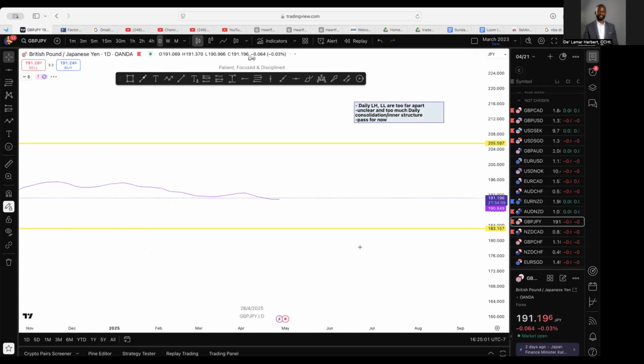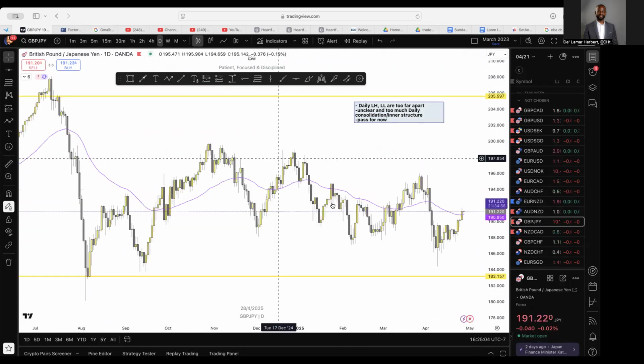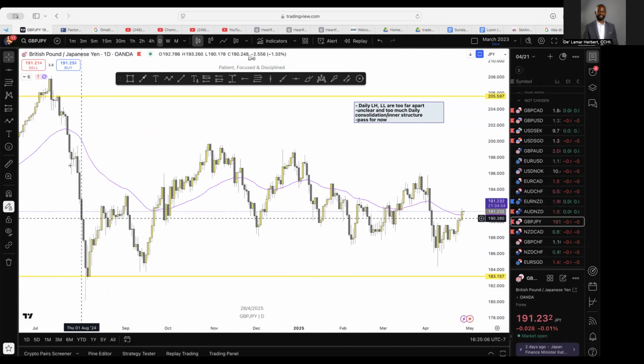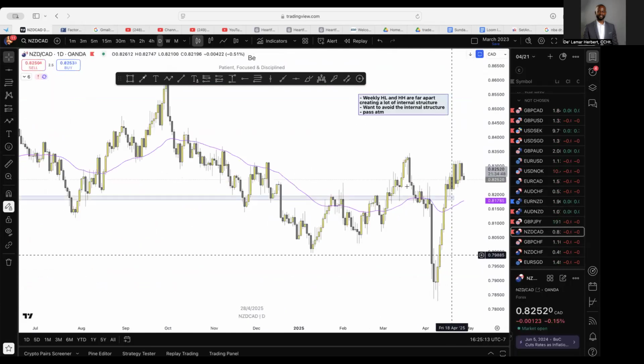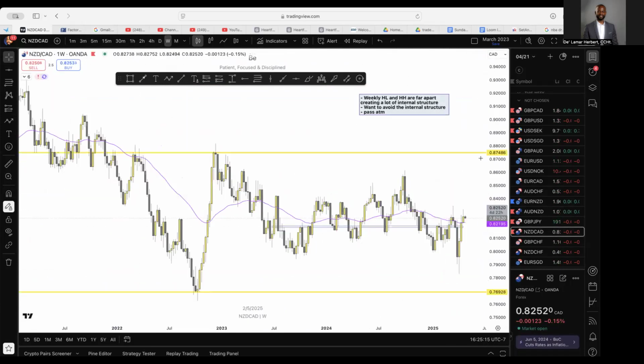Here on the daily, on this GBP JPY, same thing happening here, but on the daily time frame, I wouldn't consider this a shift. I keep saying that every week. Just looks like a continuation. So pass.